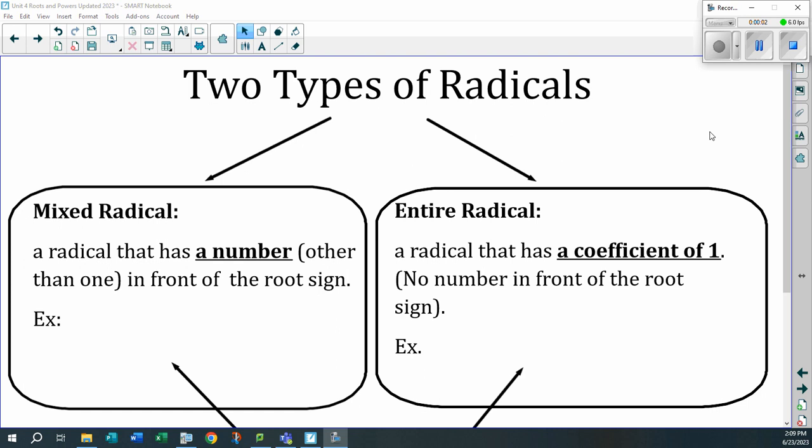So let's continue on with our radical journey. Get it? I love it. Oh, that's hilarious. Sorry about that one.